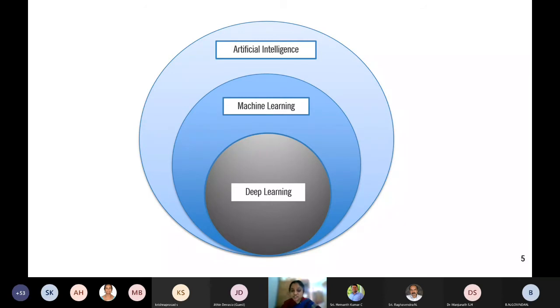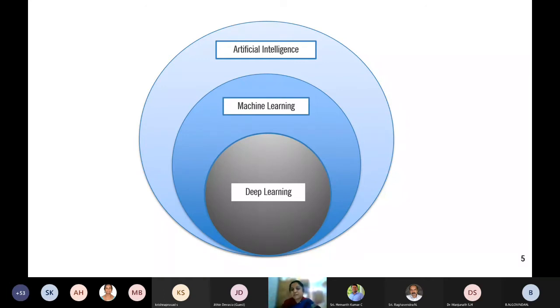And one of the ways of doing machine learning, or coming up with an artificial system, is deep learning. So people think artificial intelligence is deep learning. Not necessarily. Deep learning is just a part of machine learning, which is a part of artificial intelligence. Artificial intelligence and machine learning are way beyond deep learning.